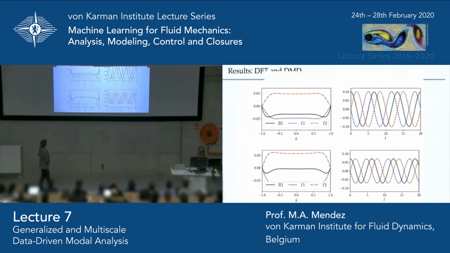These are the DFT and the DMD, but I want you to tell me which one is which. So first row and second row. This is spatial structure, temporal structures. Which one is the DMD? Which one is the DFT?